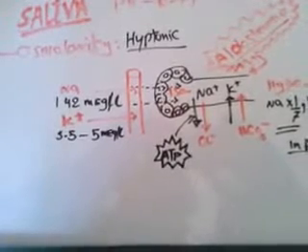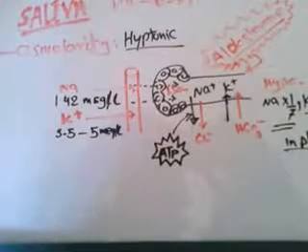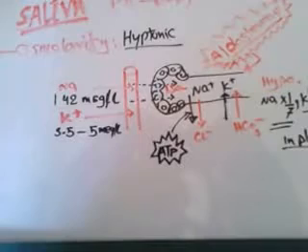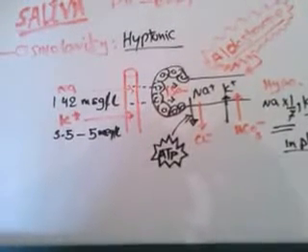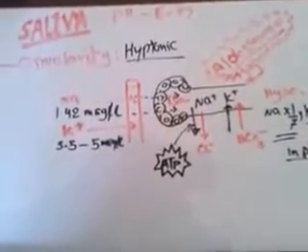So they produce saliva. Saliva is hypotonic in relation to plasma. The pH of saliva is 6 to 7, and the reason behind that we are going to figure out now.